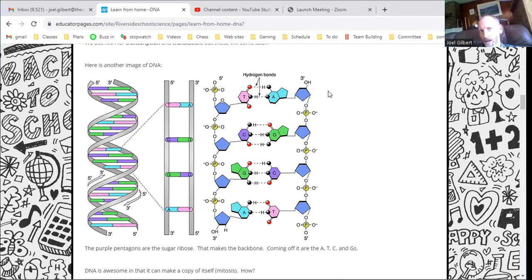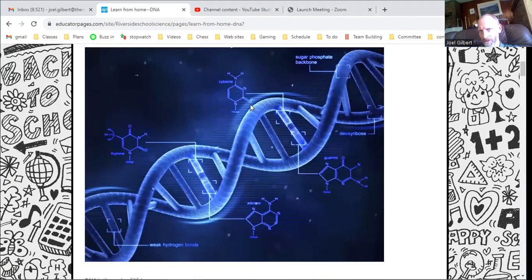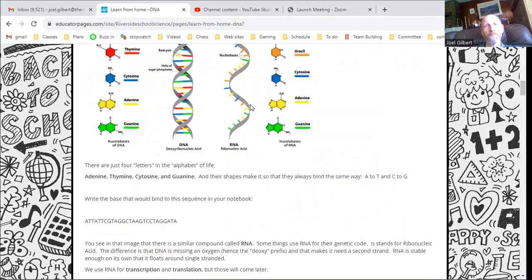These riboses are missing an oxygen, so it's not stable as a single strand of just riboses with nucleic acids. The nucleic acid needs to bond to something, and so it becomes a pair. You have one strand going this way, one strand going that way, and they connect to be a nice stable structure. And then once connected, it'll spiral up in this double helix shape that you see right here, the classic image that we know of for DNA.